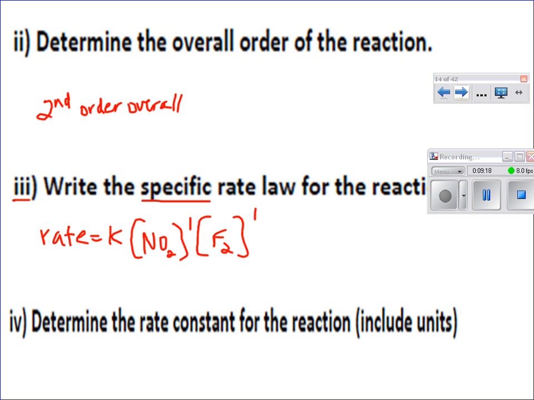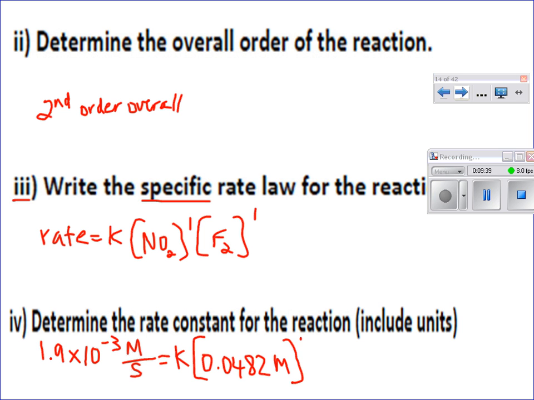So I don't have it in front of me. What's the rate of experiment 1? 1.9 times 10 to the negative third. The units on that are molarity per second, equal to K times, what's NO2's experiment 1 value? 0.0482 molar raised to the first. And then the F2?